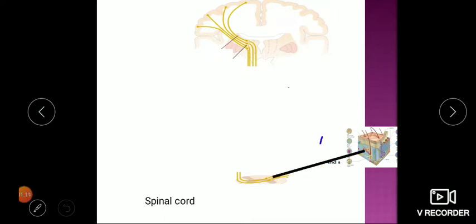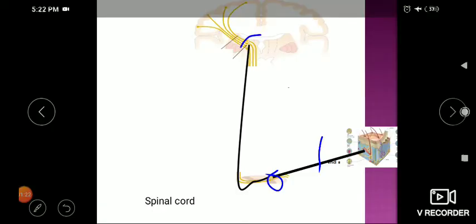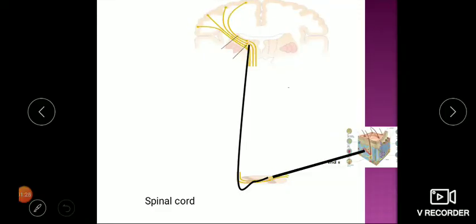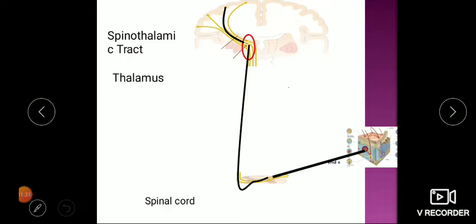First order neuron here, which is ending in the spinal cord. Second order neuron starting from the spinal cord, terminating in the thalamus. And third order neuron starting from the thalamus and terminating in our cerebral cortex. So it is the spinothalamic tract, also called the ventrolateral spinothalamic tract.